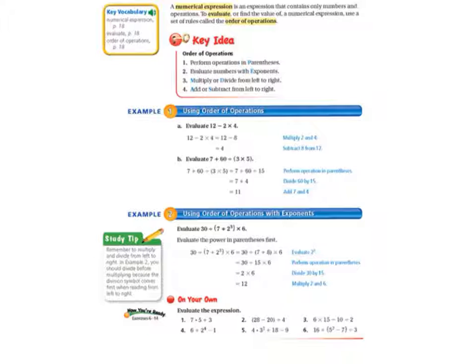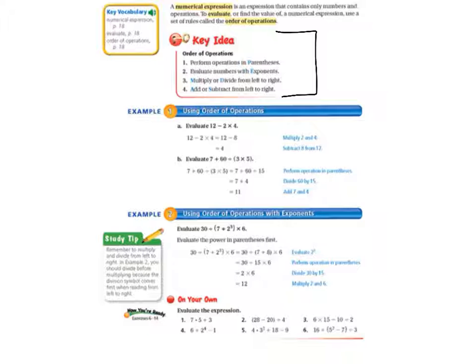Yesterday, you copied down the key vocabulary during your activity lesson. Let's review those concepts now. A numerical expression is an expression that contains only numbers and operations. To evaluate or find the value of a numerical expression, we use a set of rules called the order of operations. That order of operations is right below here. First, we use parentheses, then we evaluate numbers with exponents, then we multiply or divide from left to right, and finally we add or subtract from left to right.